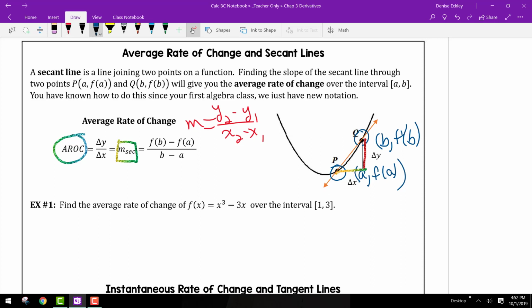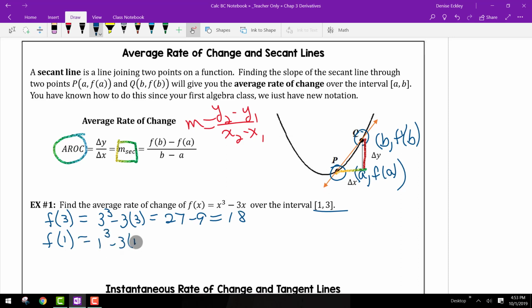It says, find the average rate of change of f of x equal to x cubed minus 3x over the interval 1, 3. You need to have the interval. So we need to know what f of 3 is, and we need to know what f of 1 is. Now you can do them separately or you can do it right in the fraction. It's up to you. I'm going to do them separately here. So 3 cubed minus 3 times 3 gives me 27 minus 9, which gives me 18. F of 1 is going to be 1 cubed minus 3 times 1, which is going to be 1 minus 3, which is negative 2.